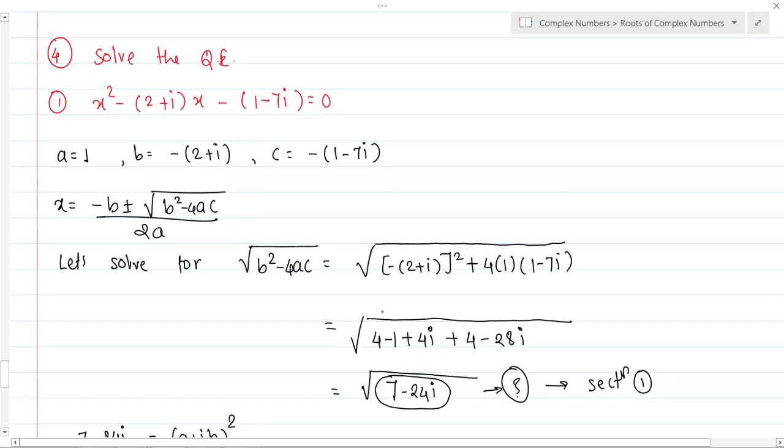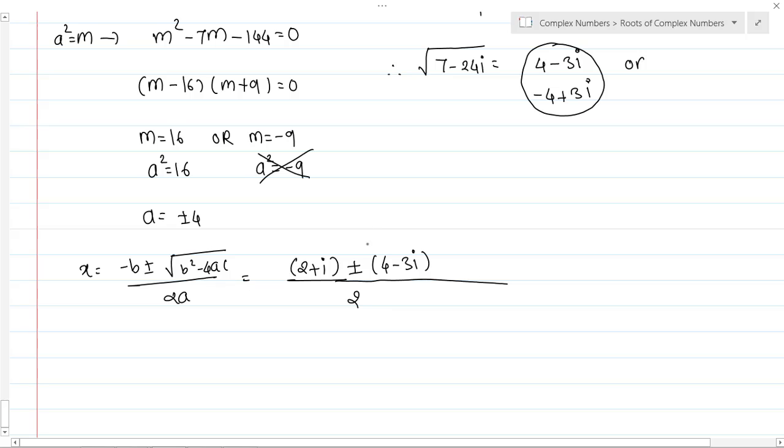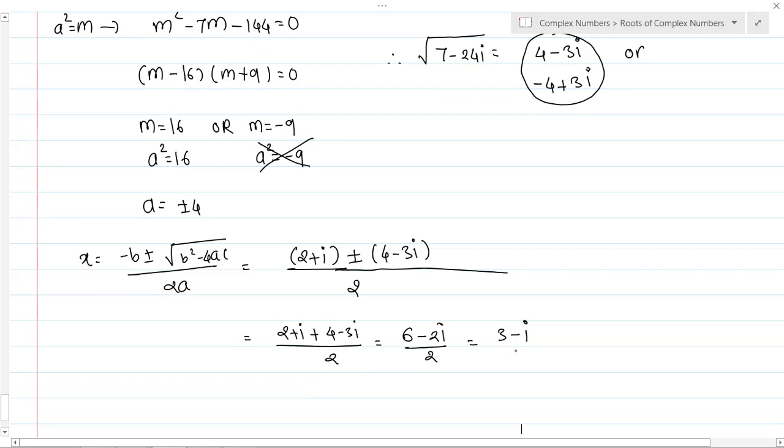What is a in our case? This is nothing but 1. So no problem here, 2 into 1 is 2 only. Okay, so what is the final answer for this question? Let's take both the values. 2 plus i plus 4 minus 3i by 2 is equal to 2 plus 4 is 6, i minus 3i becomes minus 2i, by 2, which is nothing but 3 minus i. This is the first value of x.